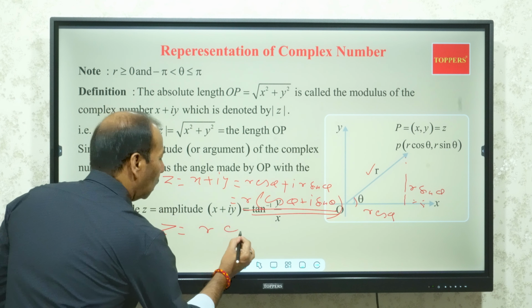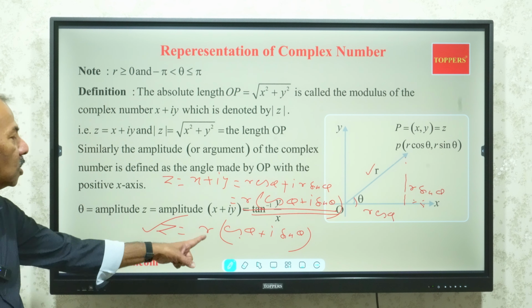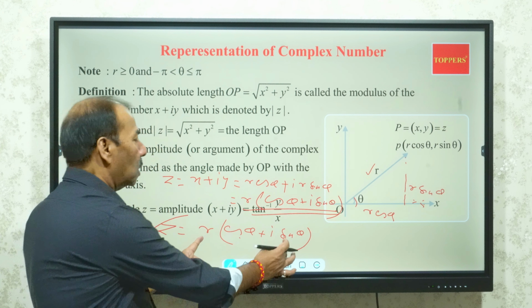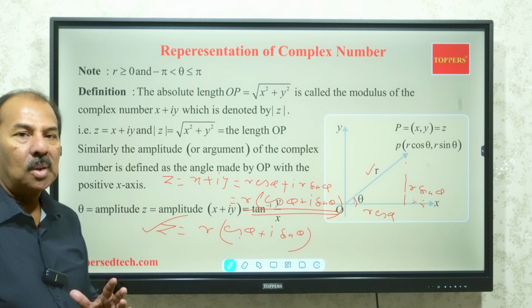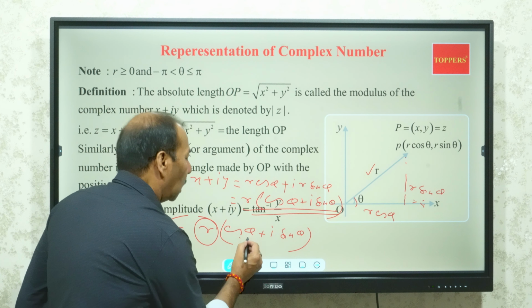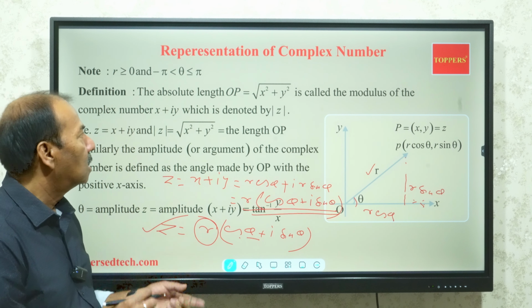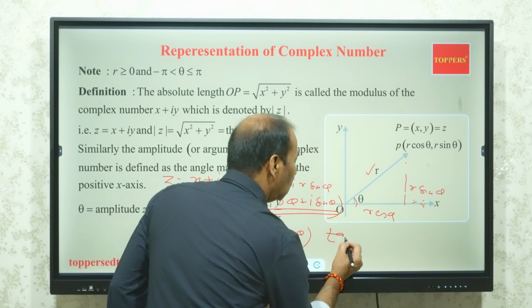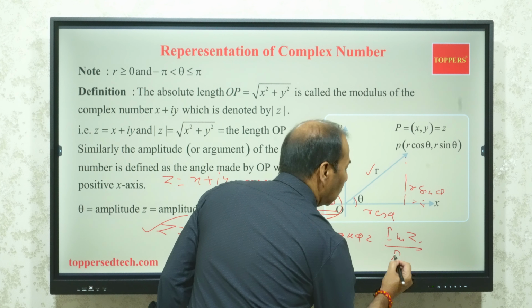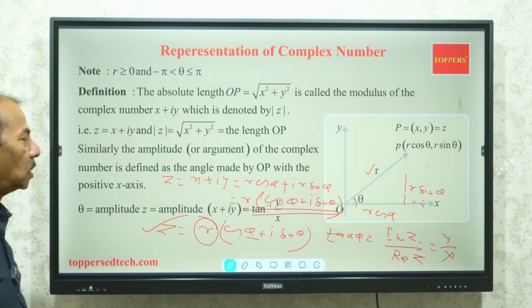So z is equal to r times cos theta plus i sin theta. We call this trigonometrical because now we have cos theta and sin theta, all trigonometrical terms. So this becomes your trigonometrical representation of the complex number. r is the magnitude or modulus of the complex number, theta is the amplitude or argument of the complex number, and theta, as we have just now calculated, tan theta is what? Tan theta is always the imaginary part of z divided by the real part of z, that means y upon x. So that way we can calculate this theta.